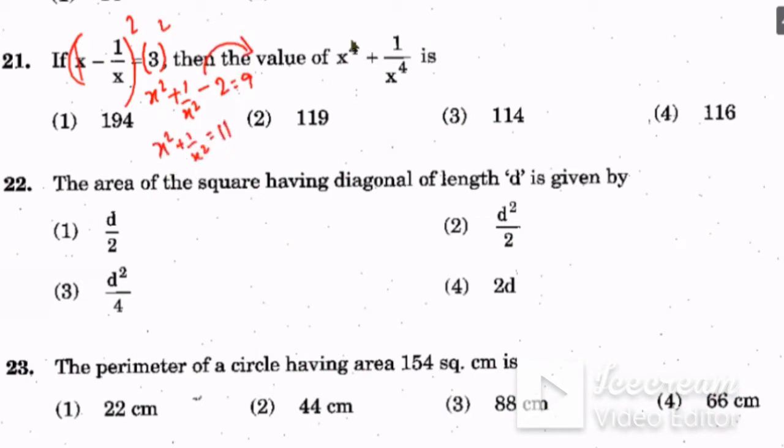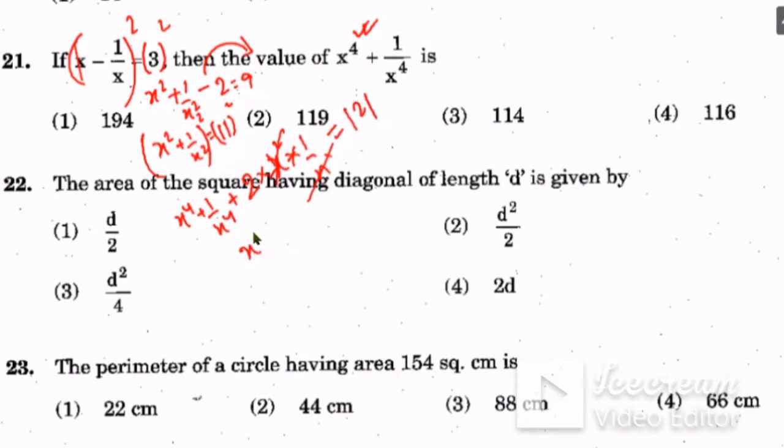x square plus 1 upon x square is equal to 11. Now you have to find x to the power 4, then again you have to make it a square, both sides. So x to the power 4 plus 1 upon x to the power 4 plus 2 into 1 upon x square into x square. So this will cut by this, you will get 2. That is equal to 121. 11 into 11, 121. So x to the power 4 plus 1 upon x to the power 4 will be equal to 121 minus 2. That is equal to 119. Okay, so answer is 119.